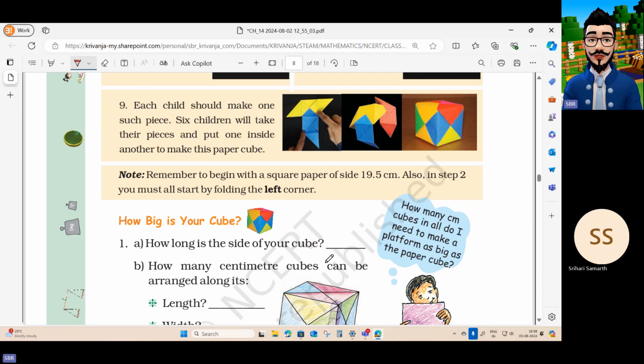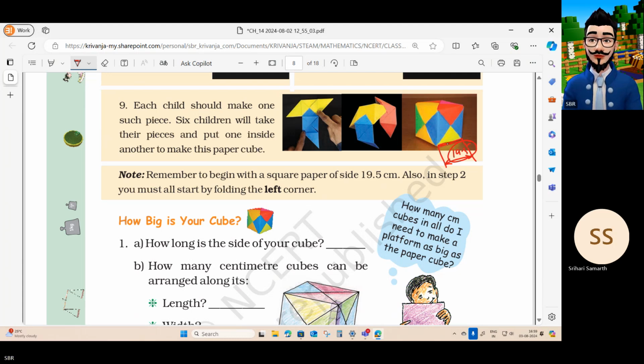Can you guess what will be the side of the cube now? What will be the side of the cube? 19.5 divided by 6? Why 6? Yeah, because 6 sides of a cube. No, how do you say it is 19.5 divided by 6?